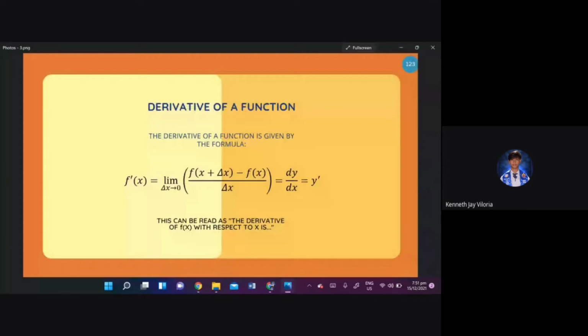Next, the derivative of a function is given by the formula f prime of x is equal to the limit of f of x plus change in x minus f of x, all over change in x, as change in x approaches zero. This can be read as the derivative of f of x with respect to x is equal to the limit of f of x plus change in x minus f of x, all over change in x, as change in x approaches zero.